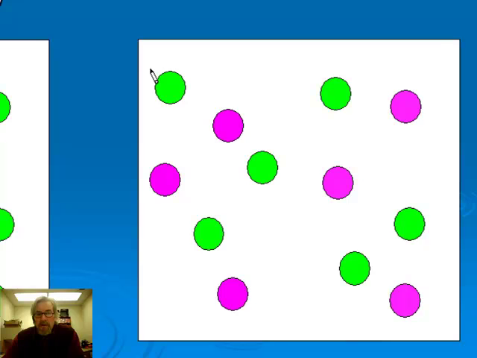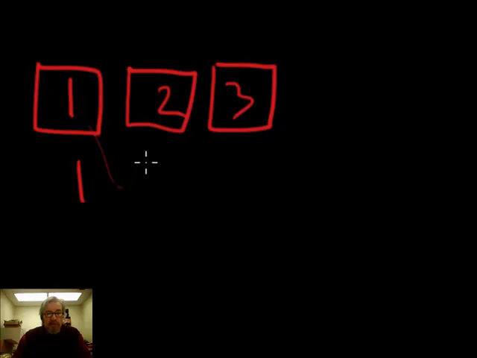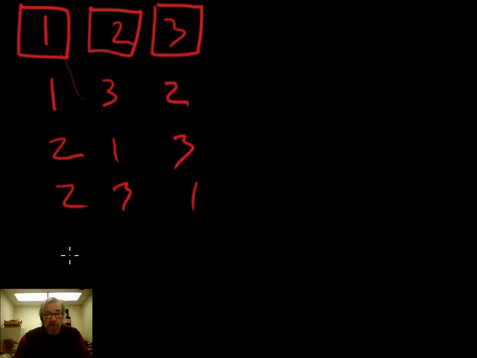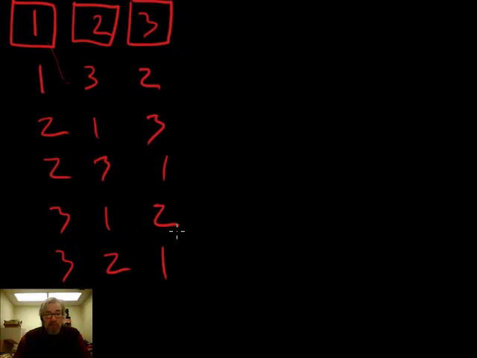Well, let's think about just 3 cards. I'm going to label them 1, 2, and 3. How many possible ways could we arrange them? Well, one possibility is what I have drawn here, 1, 2, and 3. But I could also have 1, 3, 2. I could have 2, 1, 3. I could have 2, 3, 1. And I could have 3, 1, 2, and 3, 2, 1. So in all, I have 1, 2, 3, 4, 5, 6 possibilities if I have 3 cards.